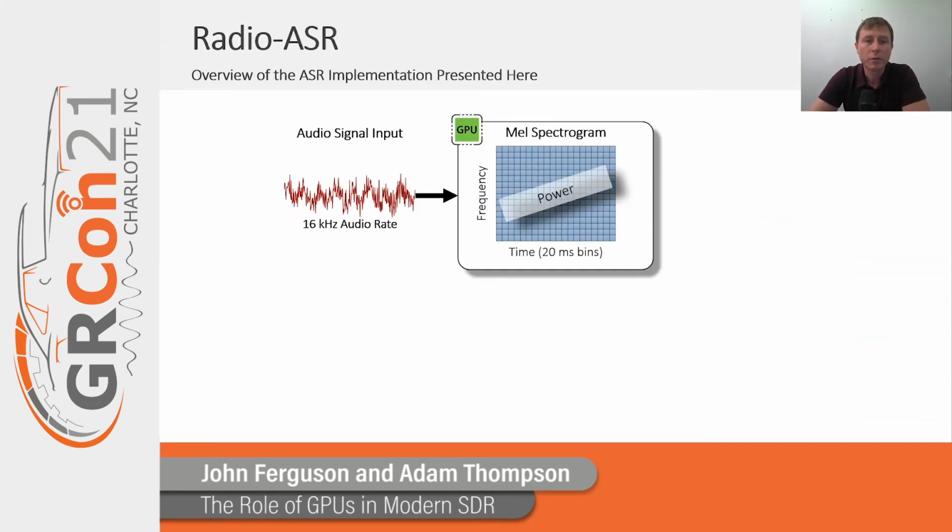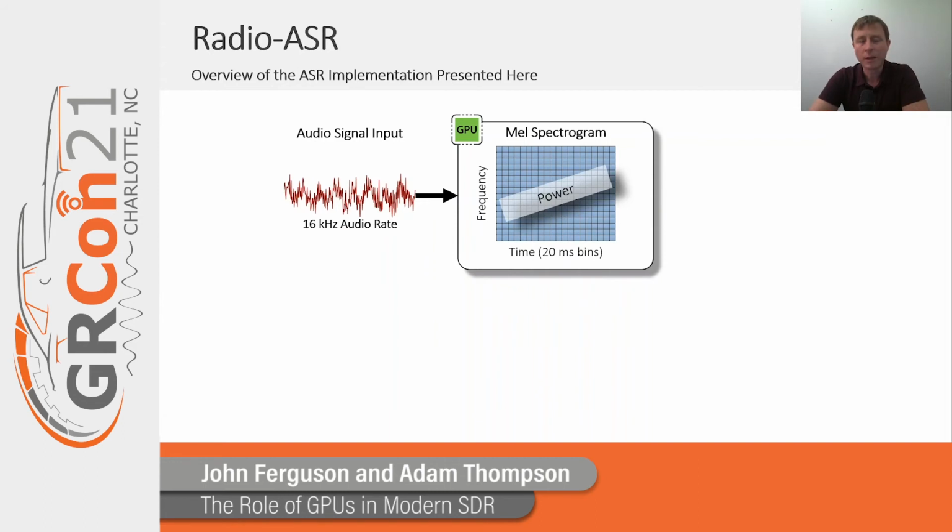Here I'm showing an overview of what the Radio-ASR algorithm does. We have a 16 kilohertz audio rate coming in from our demodulator. Then we do our pre-processing, which would be a mel spectrogram. If you're not familiar, a mel spectrogram, instead of having evenly spaced frequency bins, divides it up into frequency bins where each bin is about what the human ear can detect. So it's based more on the human ear resolution.